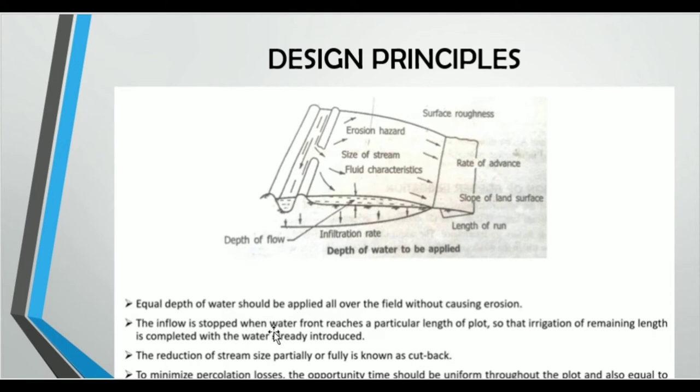Just like what I said a while ago, you should determine where to stop the water, or what we call the cutoff time, before it reaches a particular length of the plot. When the water reaches that particular length, you should make sure that the remaining irrigation length will be completed even after you stop watering, because the water will go from the head ditch going to the tail end. Let's say you already stop the irrigation when the water reaches over here. There is a very minimal slope, but when it reaches here, we can say that it will go through until here. The reduction of stream size, partially or fully, is known as cutback.